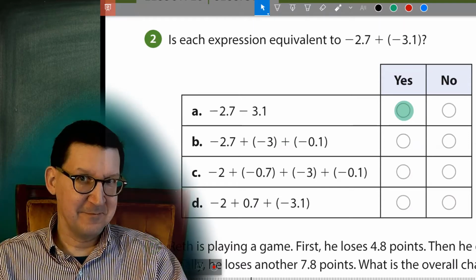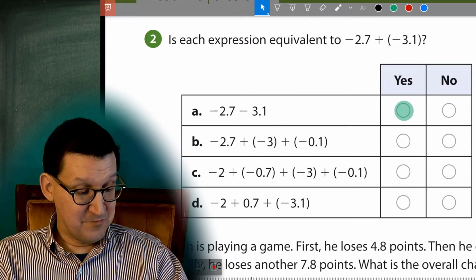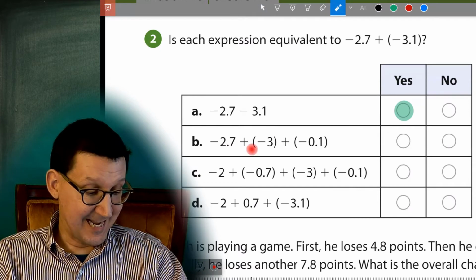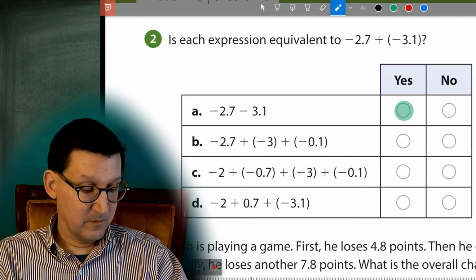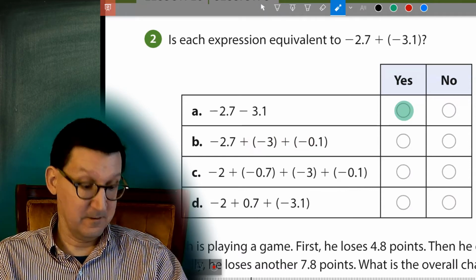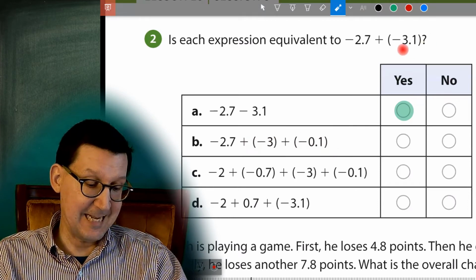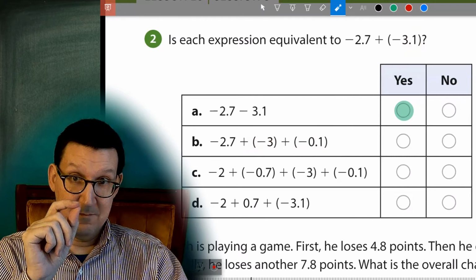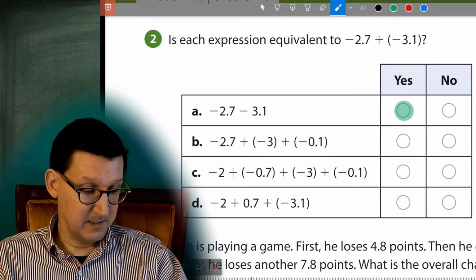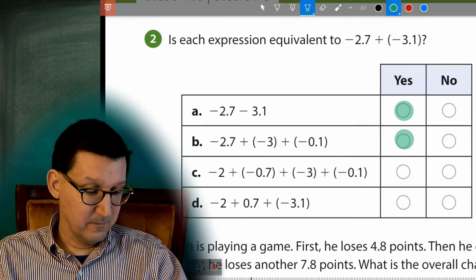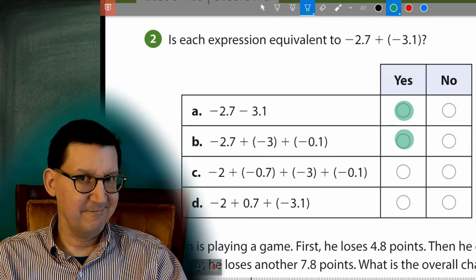All right, hello, welcome back. Let's see how you did on the other 3. We have negative 2.7 plus negative 3 plus negative 0.01. Aha, look at that. That's a decomposed number, isn't it? Negative 3 plus negative 0.01 is exactly the same as negative 3.1, just breaking it up into its parts, right? So, yeah, that's exactly the same.